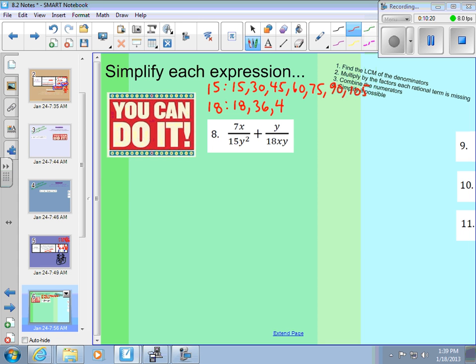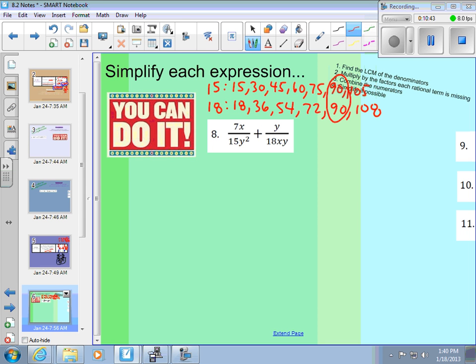We got, oh, oops, sorry, 54. Adding another 18 to that, we got 72. Adding another 18, we got 90. Adding another one, we got 108. Well, you can see what's our least common multiple? 90. 90 is the least common multiple.